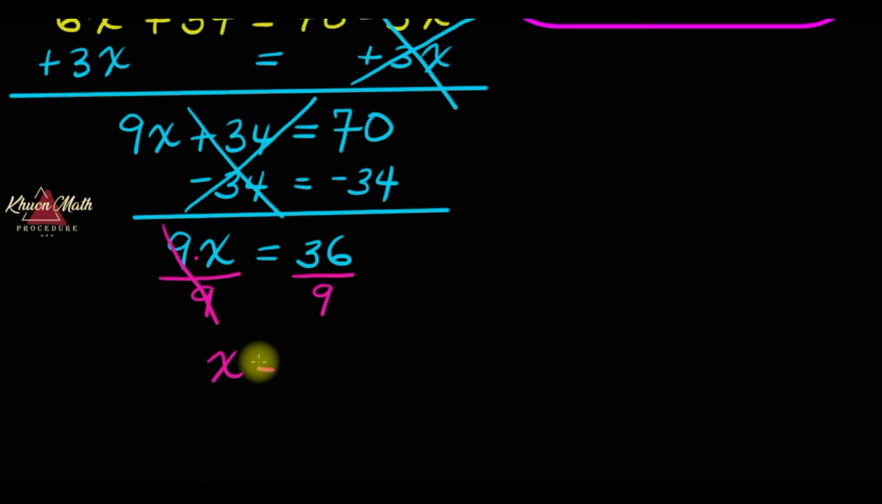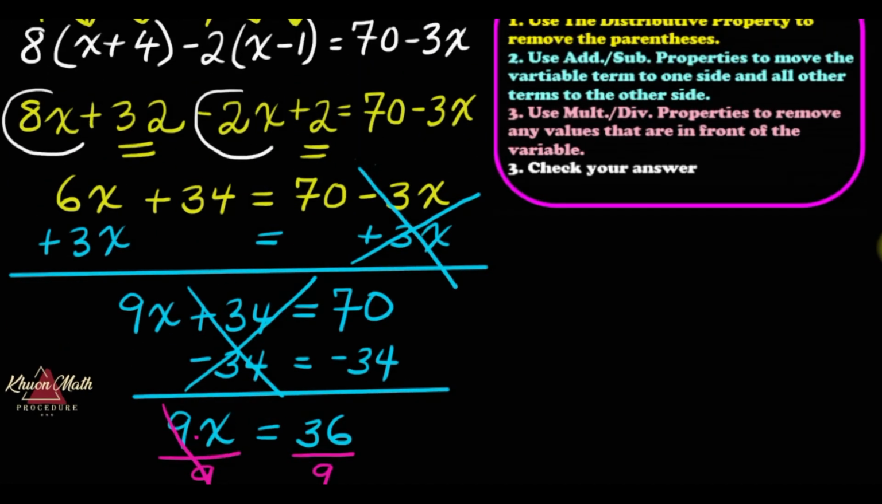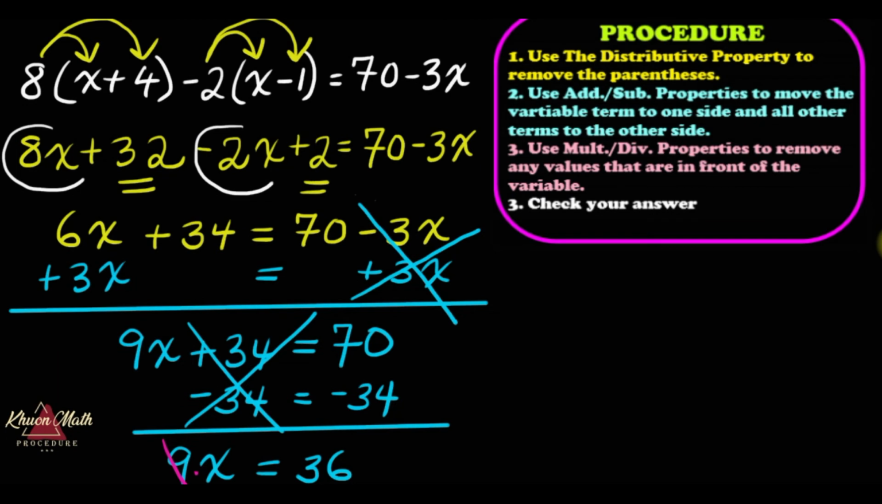And then 9 goes into 36. We know it's 4 times. All right, so x is 4. That's step 3. And then the last thing we have to do is check to see if we have the right answer. So we're going to do it real quick. All right, so we have 8.